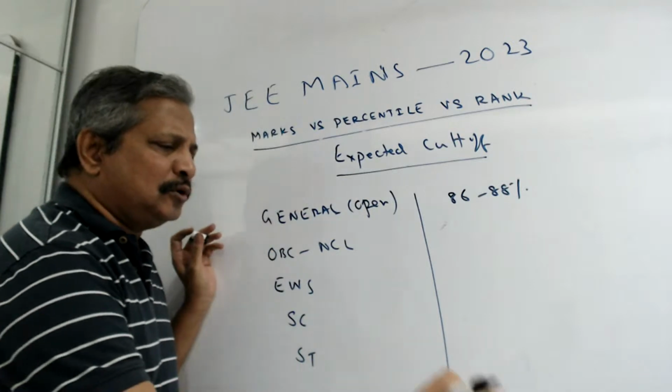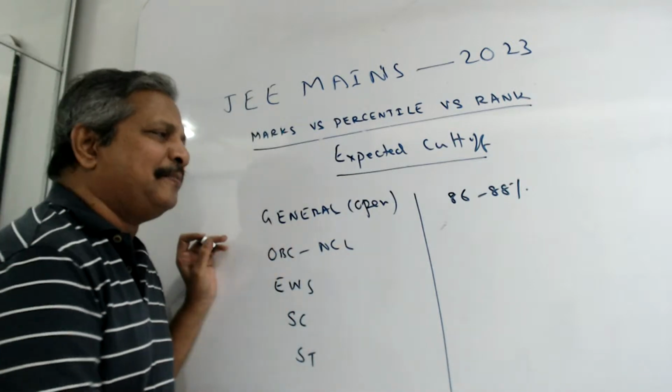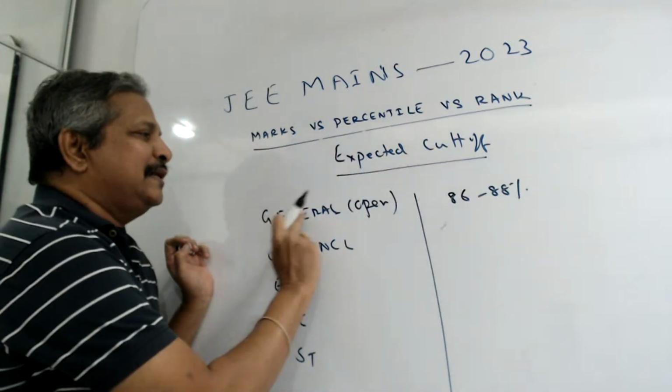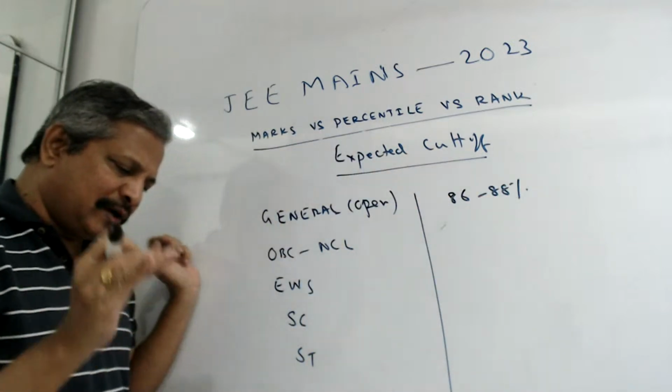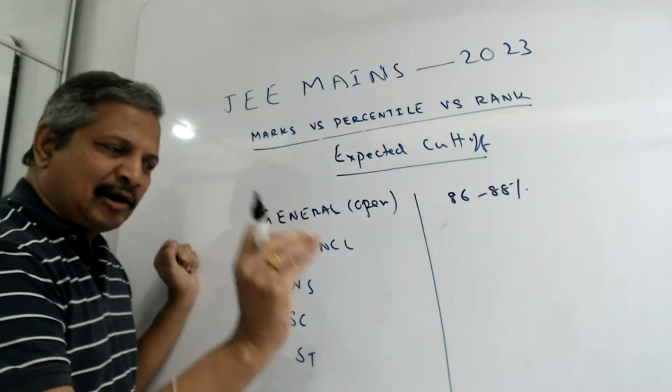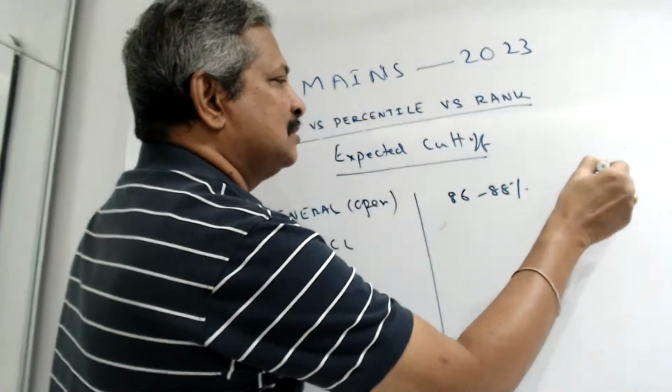Because you don't know today's percentile, according to percentile I will tell the marks also. For the general open category, today morning and evening paper, if you write, your raw marks should be 58 to 63 marks.